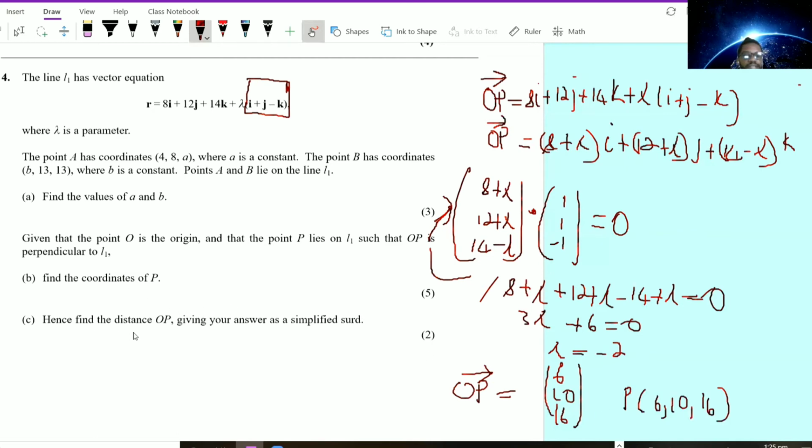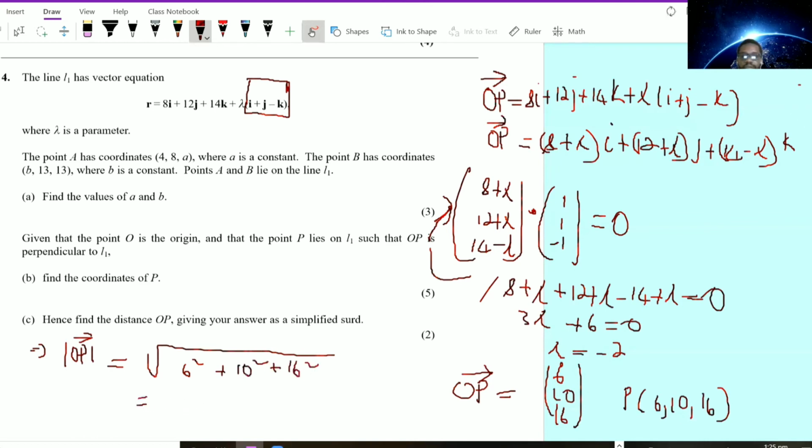Now, part C says find the distance OP. So you want the length of the vector. Same thing as finding the length of the vector OP. Of course, we use an aspect of Pythagoras' theorem here. We can say the modulus of vector OP will be the square root of 6 squared plus 10 squared plus 16 squared.